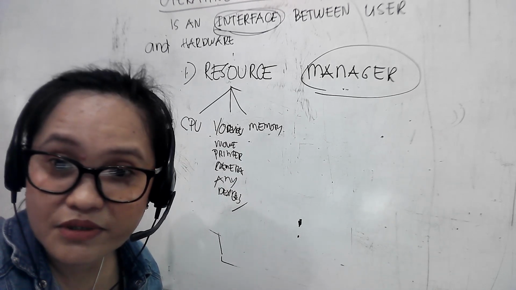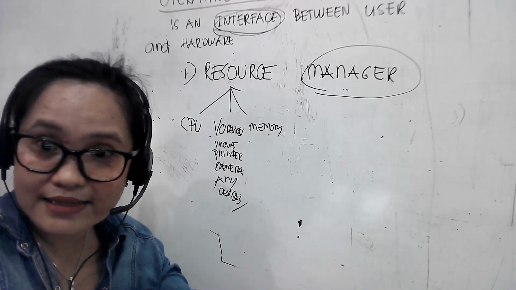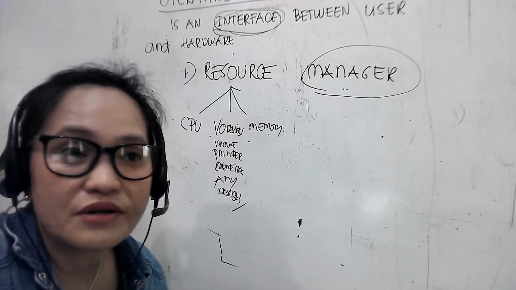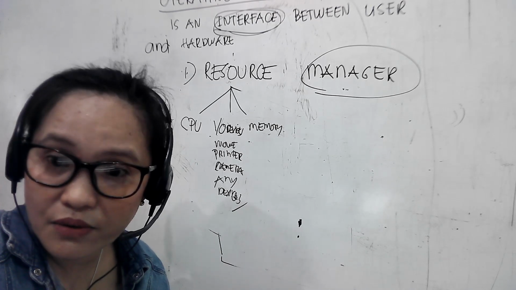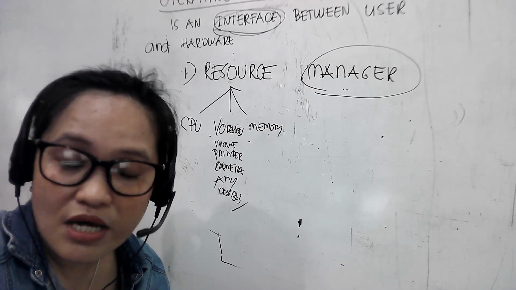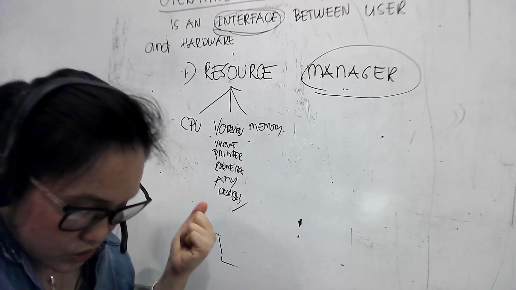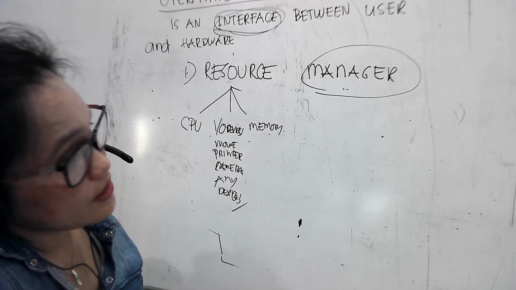So, for example, if you're going to check your laptop or your computer, and you press Control Alt Delete, the task manager comes out, right? It is also one of the functions of the operating system to allocate those resources. Let's say, for example, if you're going to check the task manager, right?